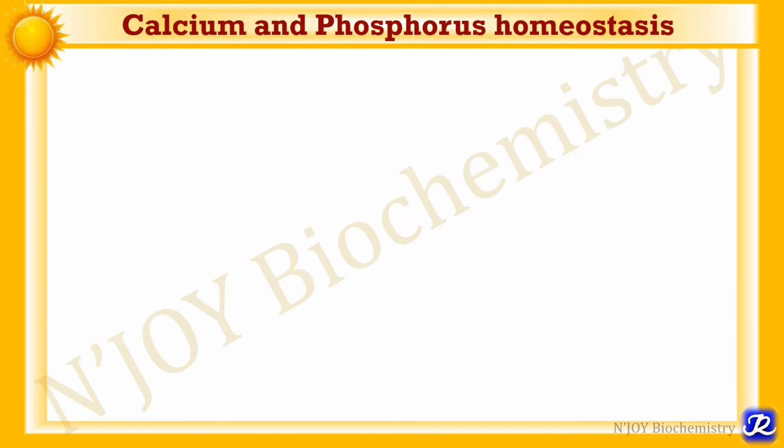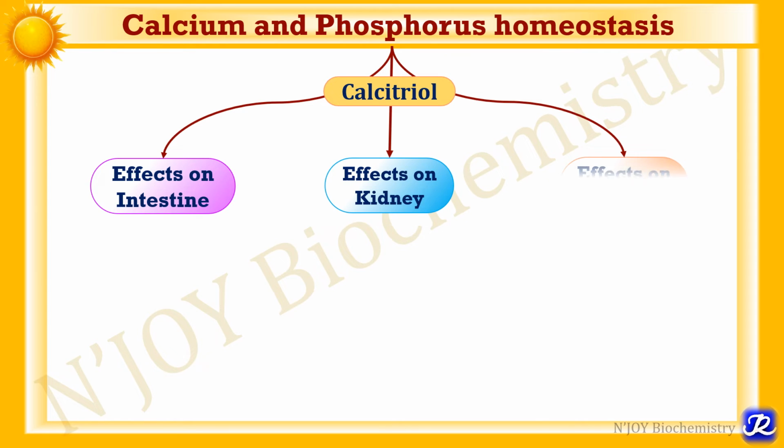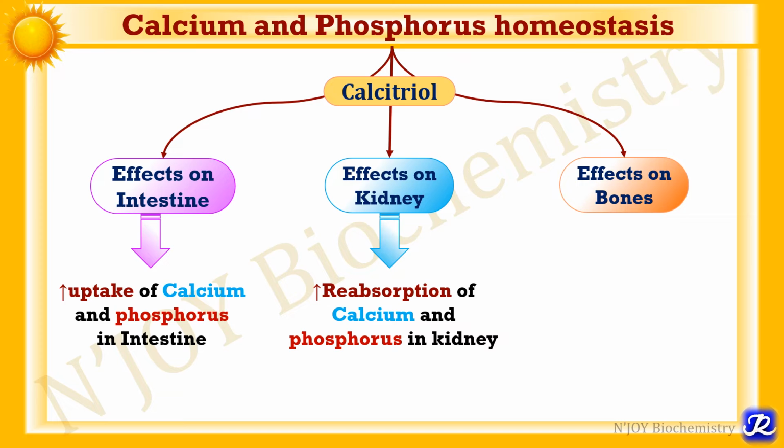Now we will see how calcitriol regulates calcium and phosphorus homeostasis. It has effects on intestine, kidney as well as bones. What are the effects on intestine? Calcitriol increases the uptake or absorption of calcium and phosphorus in the intestine. What is the effect on kidney? In the kidney, calcitriol leads to increased reabsorption of calcium and phosphorus. And what is the effect on bone? Increased calcitriol level is responsible for stimulation of bone resorption.